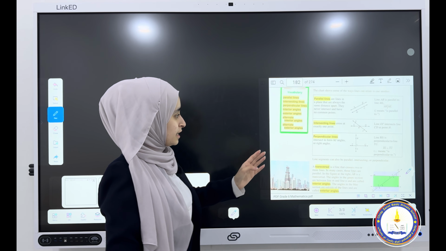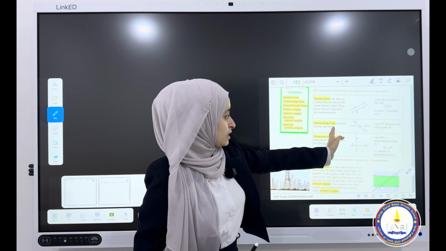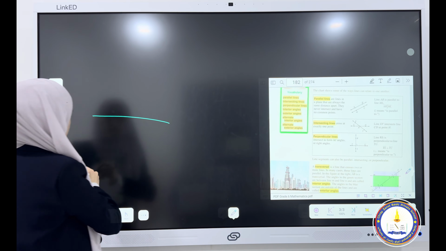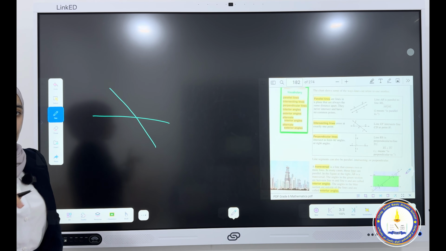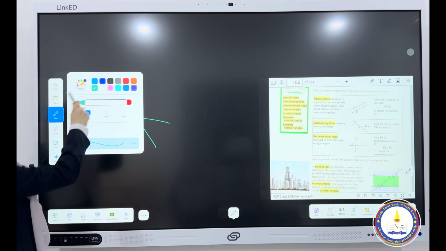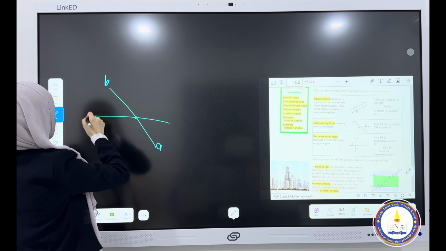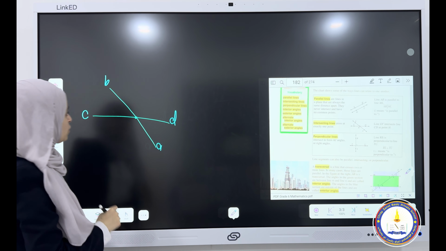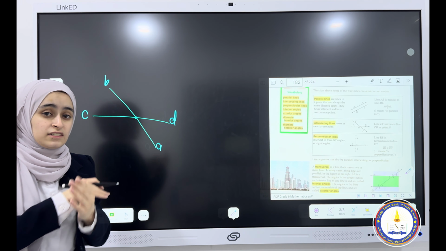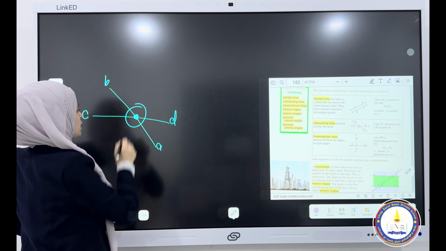The second type is intersecting lines. What are intersecting lines? Intersecting lines cross at exactly one point. They can meet each other in one point. Let's have this example. Let's say this is A, B, and this is C, D. So, line CD is intersecting. They will meet each other at one point, which is this point, as you can see.